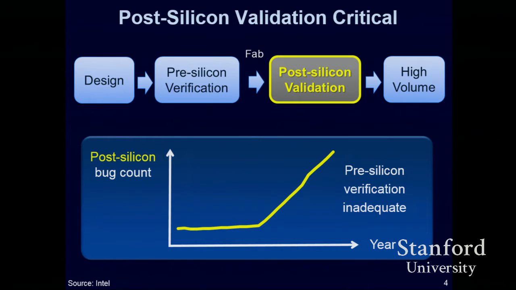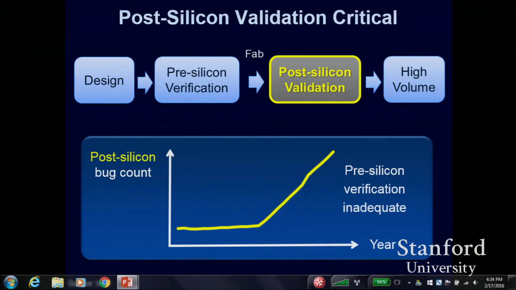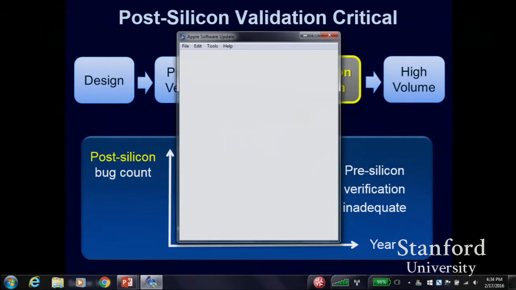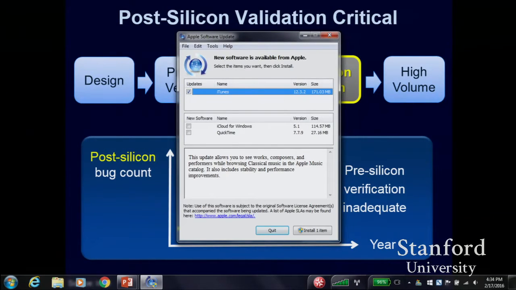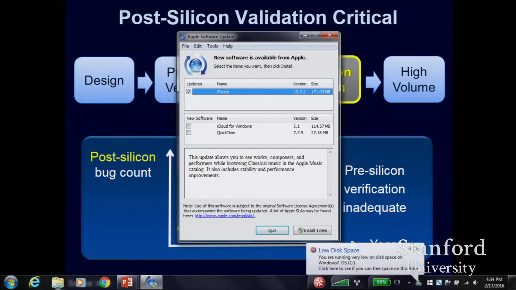This is a very simplified cartoon picture of how chips are built. You do a design, and while you design, you write the Verilog or something, and then you do what is called pre-silicon verification to just make sure that this design doesn't have bugs.